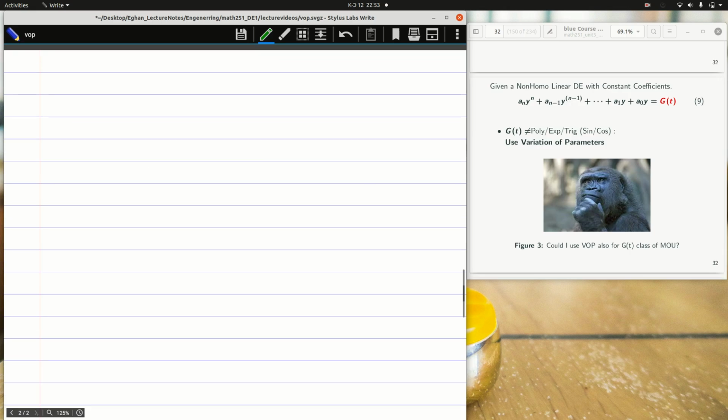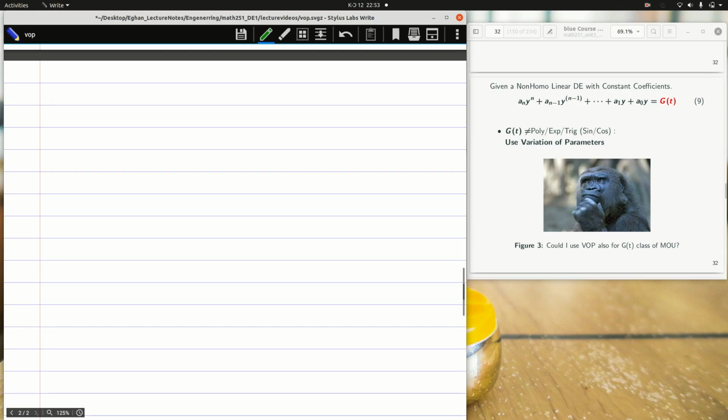Assuming I have a differential equation given and the highest order is 2, so it means that it is y double prime. You realize that I expect a solution of this form: some c1y1 plus c2y2. Hence, my particular solution will be of the form u1y1 plus u2y2.